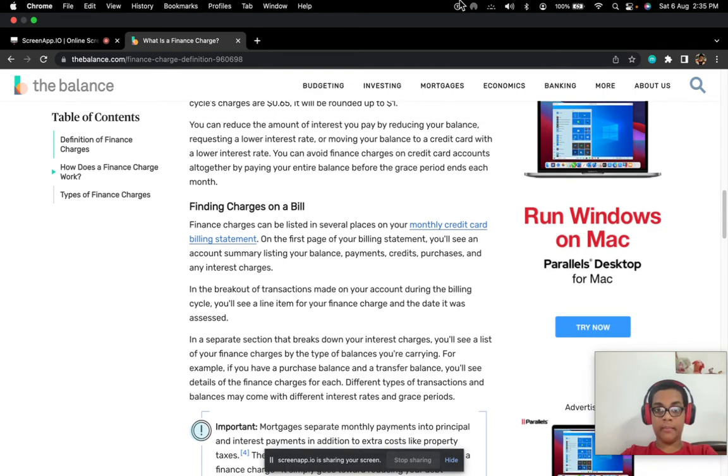You can reduce the amount of interest you pay by reducing your balance, requesting a lower interest rate, or moving your balance to a credit card with a lower interest rate. You can avoid finance charges on credit card accounts altogether by paying your entire balance before the grace period ends each month.